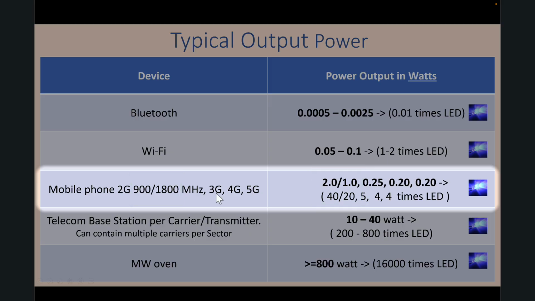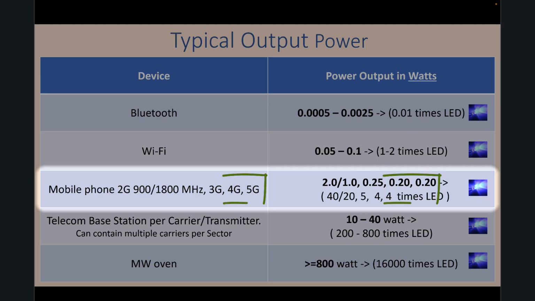Next comes 3G technology, which is 0.25 watts, which is around 5 times the power of a blue LED. So we can observe that a 3G transmitter on a mobile phone has less output power compared to a 2G transmitter, which is 5 times the power of blue LED. Due to this, 3G technology can be considered as less radiating and more friendly technology.